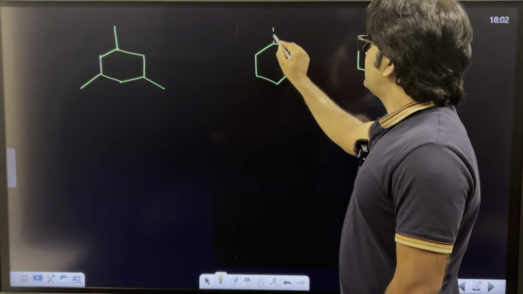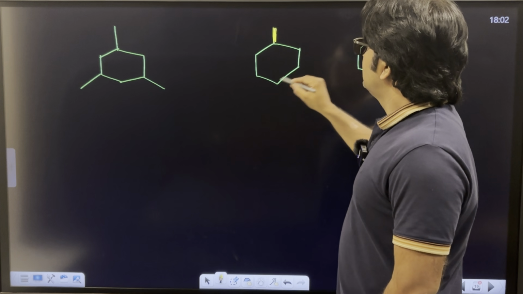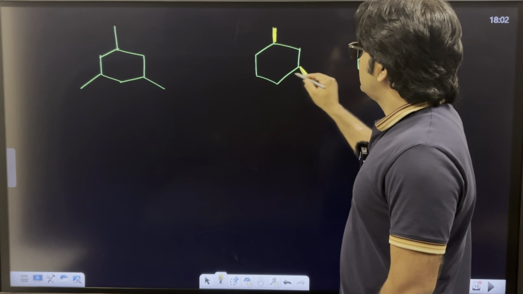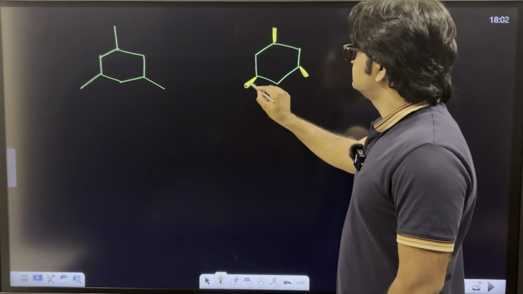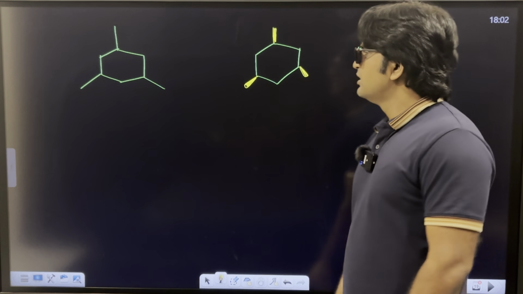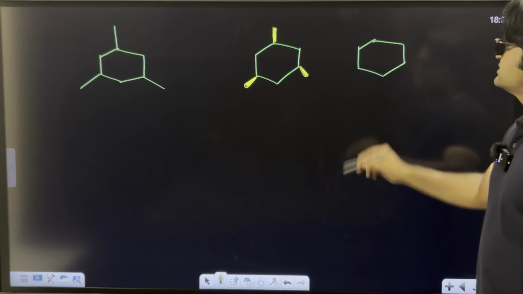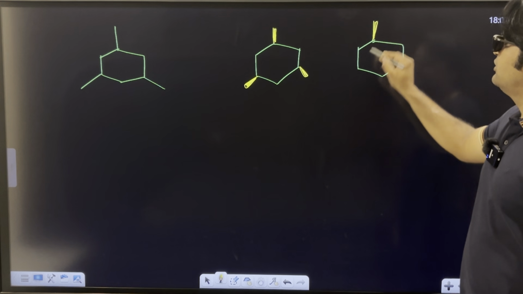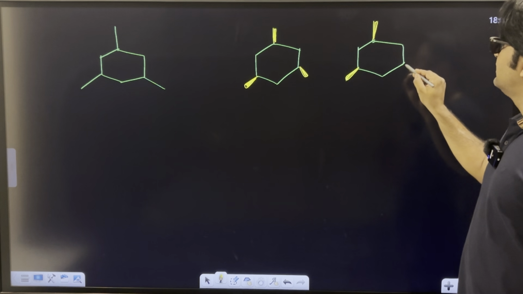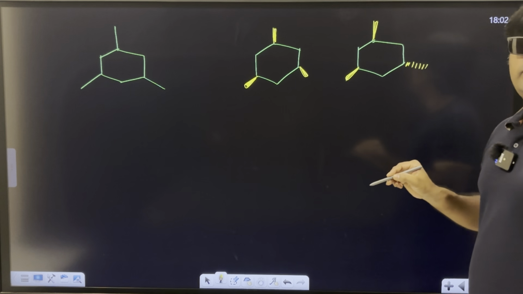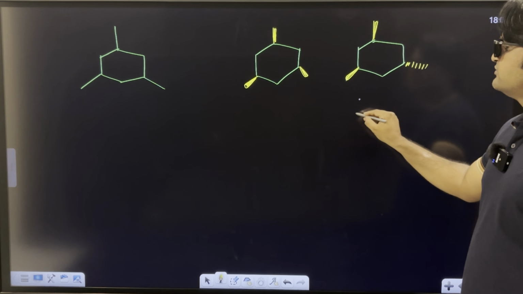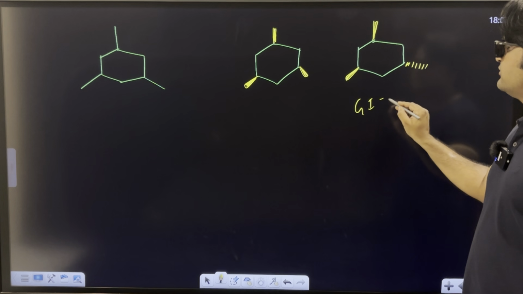Here first I am taking all methyl above the plane, above the plane, above the plane. Next one, in the second example, two methyl groups I am taking above the plane and one methyl group below the plane. What is the total number of geometrical isomers? The number of geometrical isomers equals 2. Very simple example.